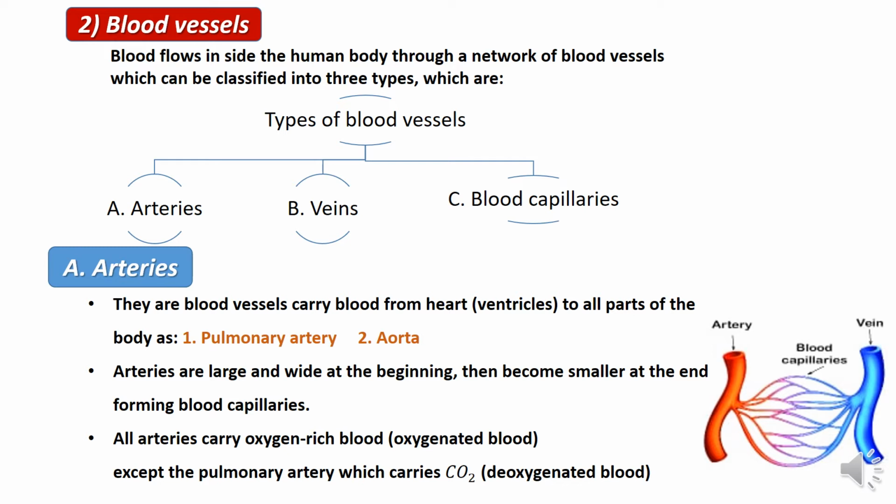Arteries are large and wide at the beginning, then become smaller at the end, forming blood capillaries. All arteries carry oxygen-rich blood or oxygenated blood, except the pulmonary artery, which carries carbon dioxide rich blood or deoxygenated blood.